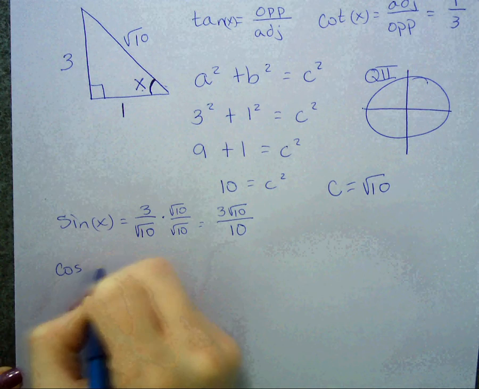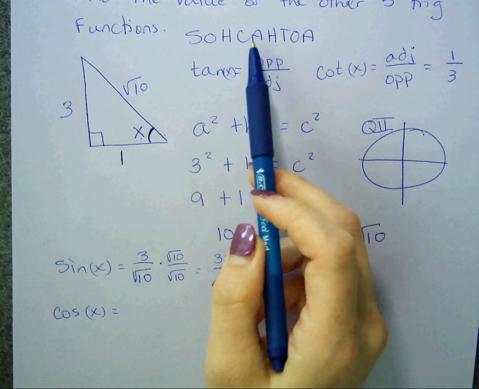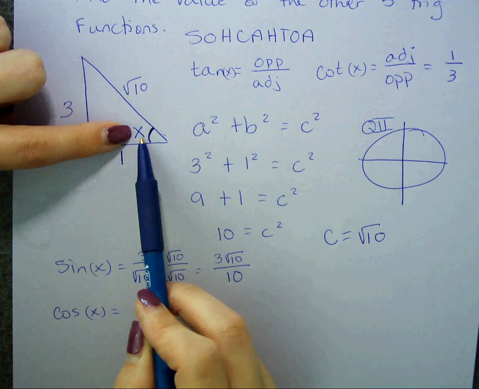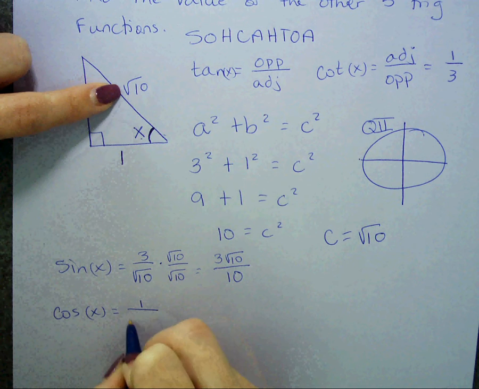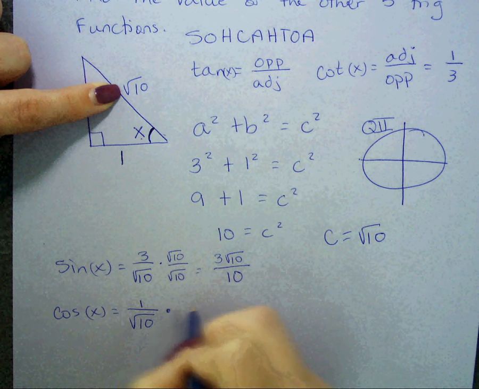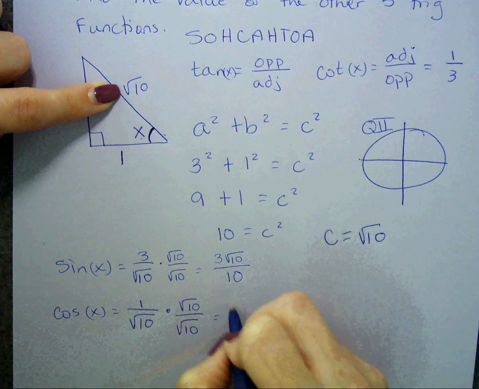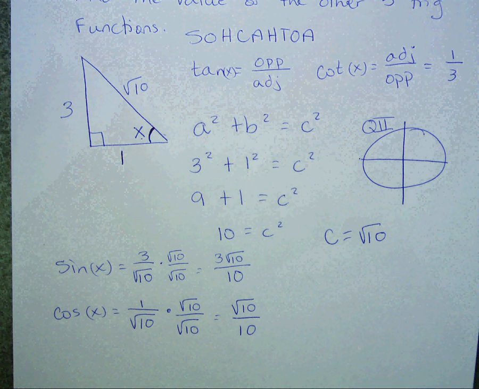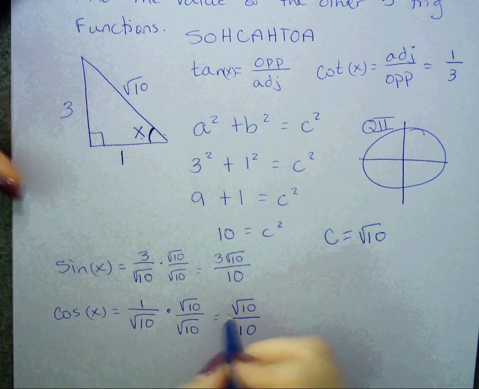Cosine of x, according to SOHCAHTOA, is the adjacent over the hypotenuse. So, again, going back to x, adjacent is 1. My hypotenuse is the square root of 10. Again, I want to rationalize that, so I'll multiply the top and bottom times the square root of 10, and I get the square root of 10 over 10. We are in quadrant 2. Will cosine be positive or negative? Cosine is negative.